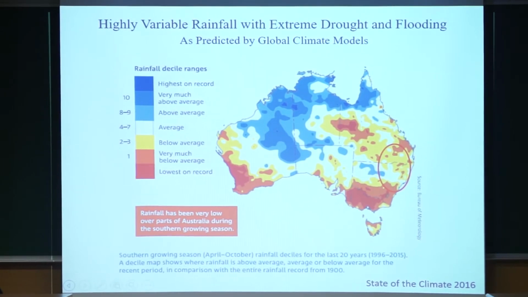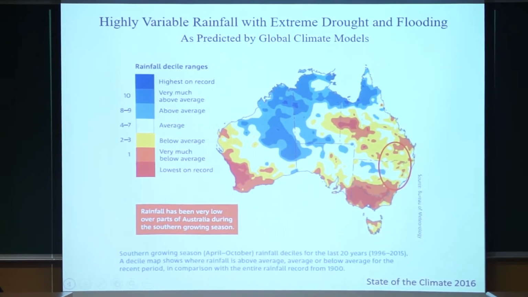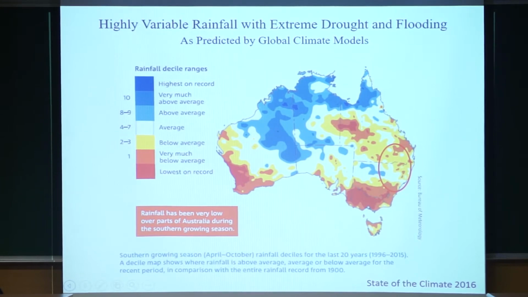So it then seems to be, if you sum these things up, we have highly variable rainfall with extreme drought and extreme flooding. And those have been predicted by the climate models. And so if you say, oh, rainfall hasn't changed in Australia, true. It's unbelievably wet in the northern part, and it's unbelievably dry in the southern part.